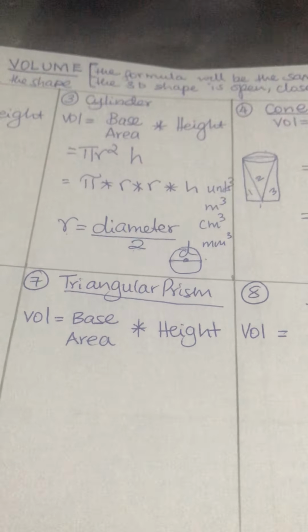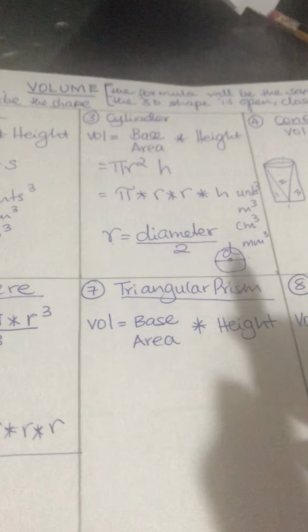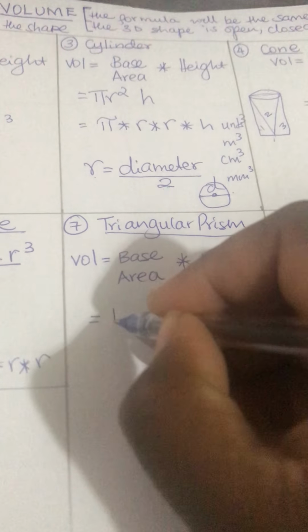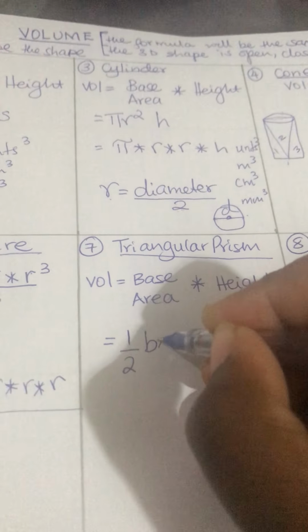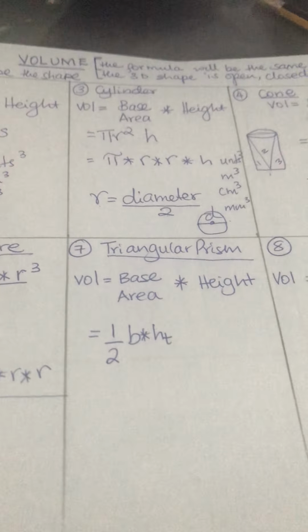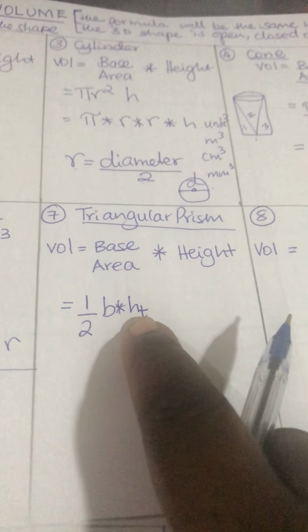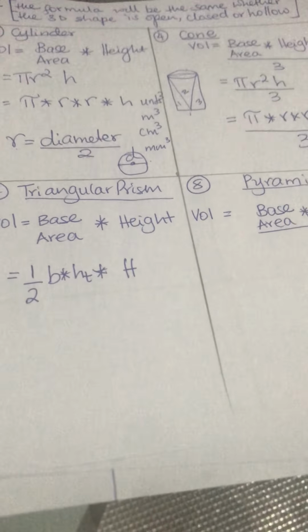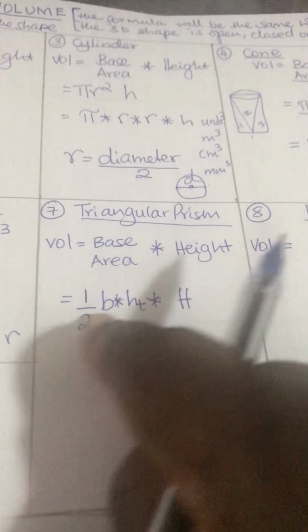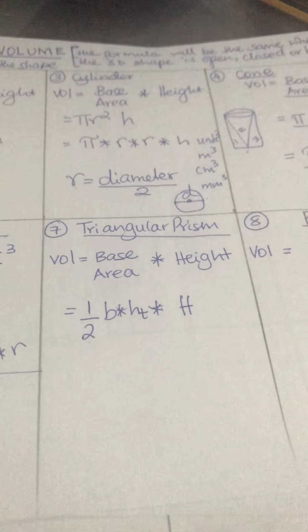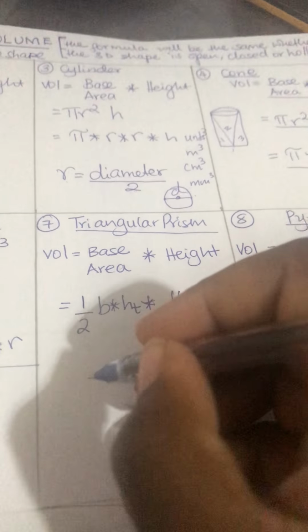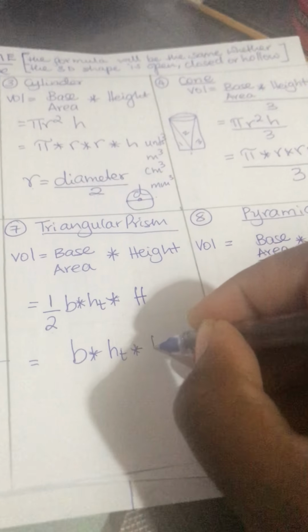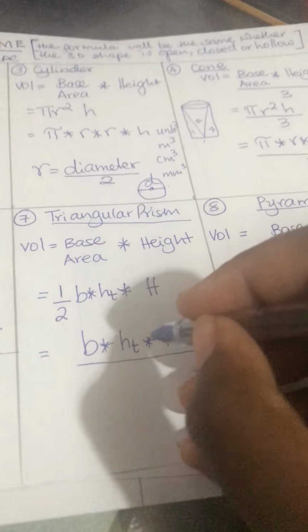Okay? Now let's do the volume of a triangular prism. When you want to find the volume of the triangular prism, you will still do base area times height. There is a triangle at the base. So for you to find the area of the triangle, you will use half base times the height of the triangle. So you put height with a small h. This height came from the triangle. And then the height, the big H, is the height of the triangular prism. Okay? This is the whole distance from one end to another of the triangular prism. So this becomes base multiplied by height of triangle multiplied by height of the triangular prism, divided by 2.